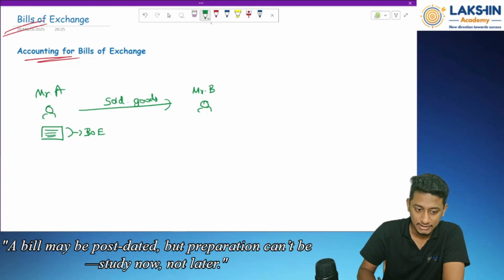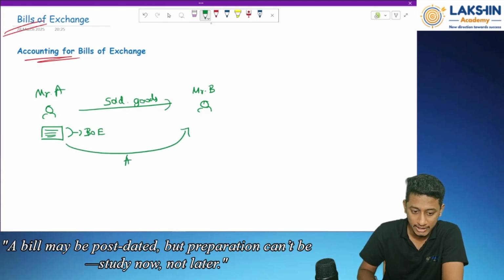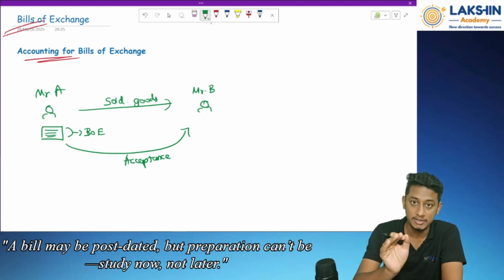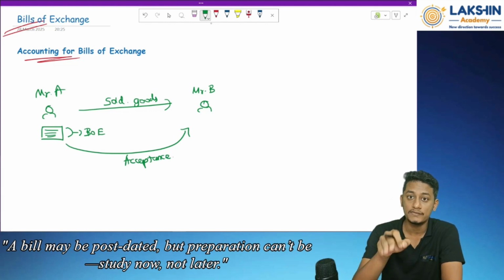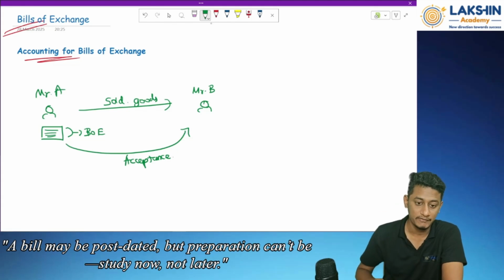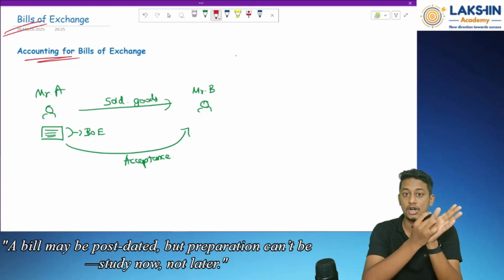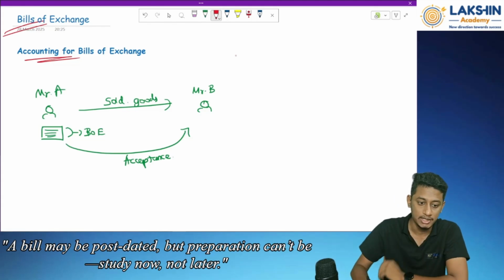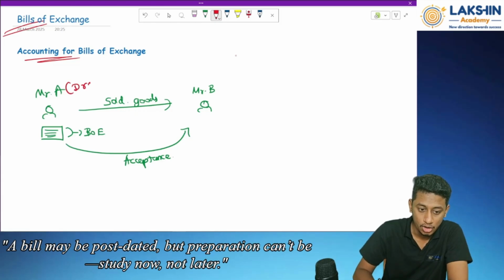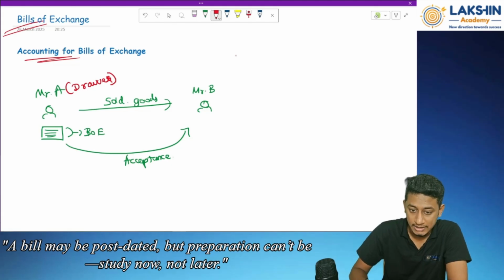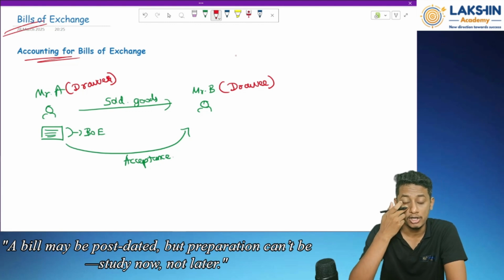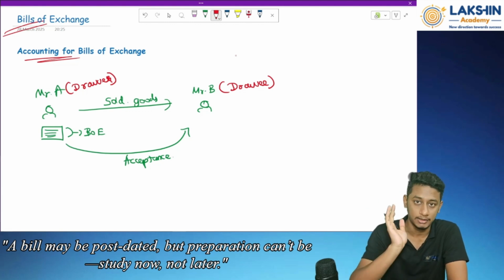Now Mr. A signs the bill and sends it to Mr. B for acceptance. Mr. B should check all the details mentioned in the bill, and after verifying all of them, he should sign it and give it back to Mr. A. Fine. Now let us look at some terminology before going ahead. Since Mr. A has drawn the bill, Mr. A will be called the drawer of the bill. Mr. B will be called the drawee because he is accepting the bill and giving it back once accepted.